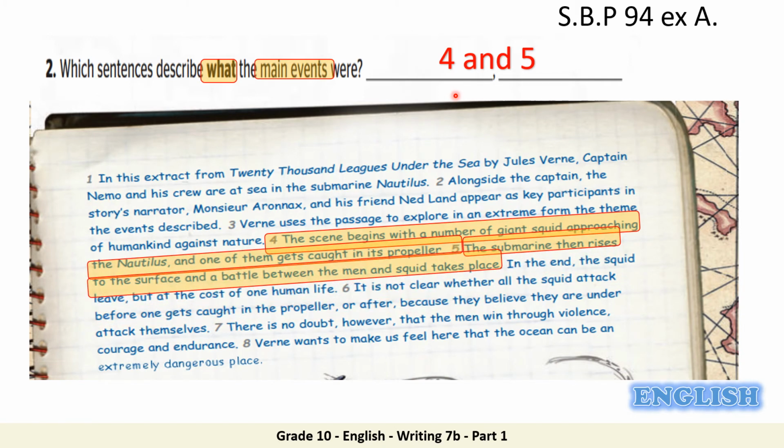Now let me ask you a question. When the writer of the summary talks about the main events, does the writer of the summary add more events which weren't mentioned in the extract? Are there any events here in the summary which weren't mentioned in the extract of the story? That's correct. So, when we mention the main events in a summary, we only focus on the main events that were mentioned in the extract without adding more details.